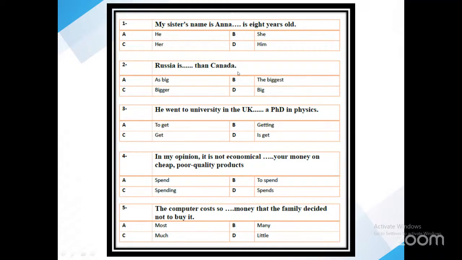Russia is blank than Canada. Here you are going to the grammatical rule, which is comparison, especially the comparative form. And we have three different types of comparison: positive adjective, comparative adjective, and superlative adjective. From the word than, you can find that we are going to speak about the comparative, which is adjective plus er if it is a short adjective. If it is a long adjective, you use more plus adjective plus than. Like here we have than, you will choose bigger than.